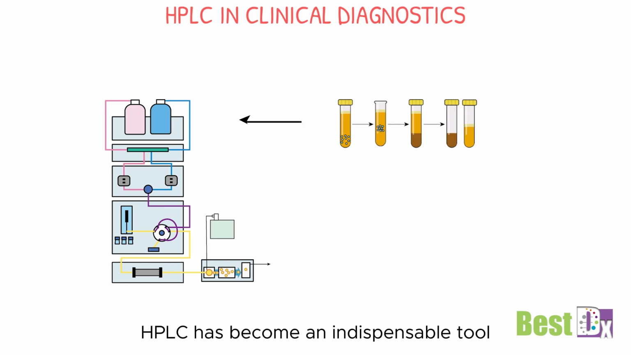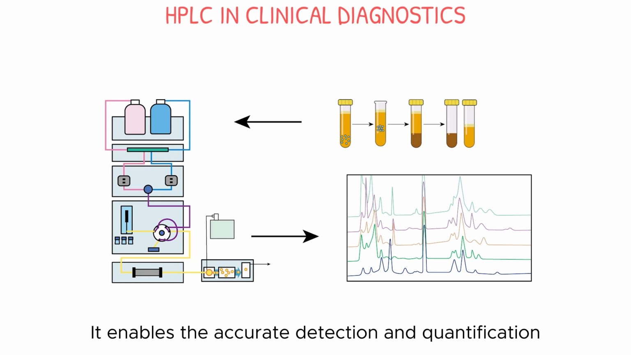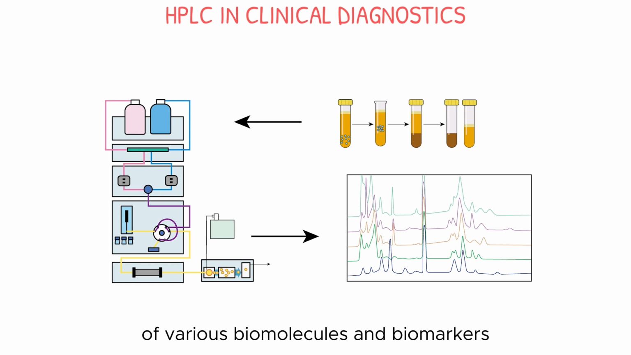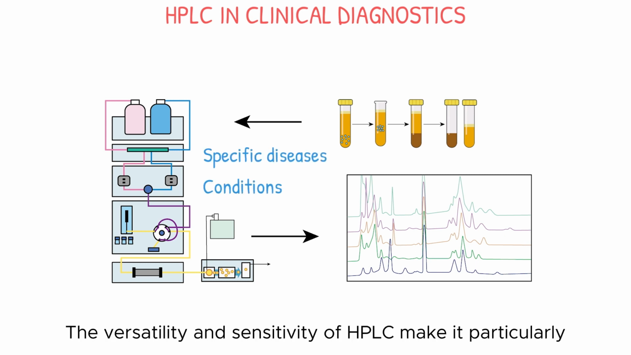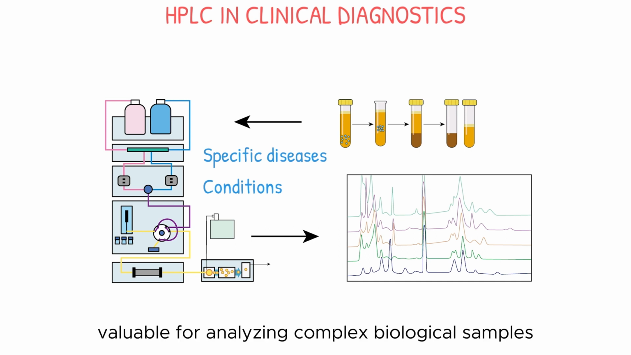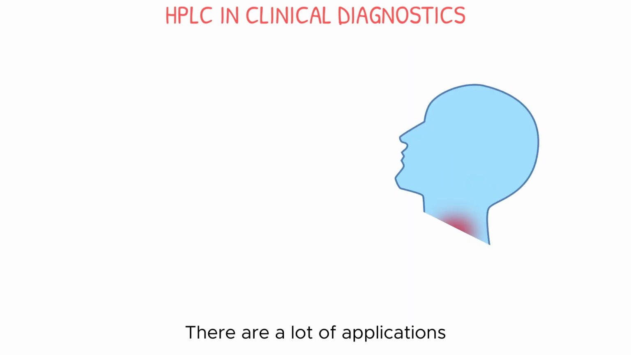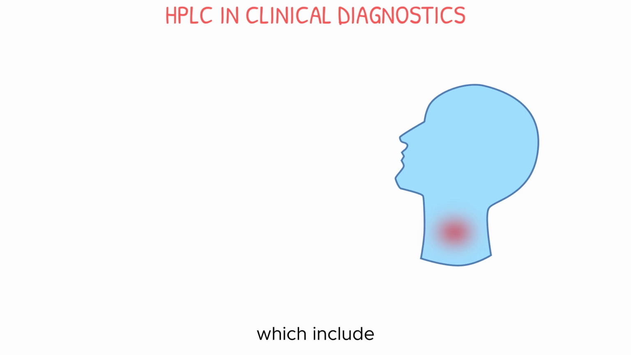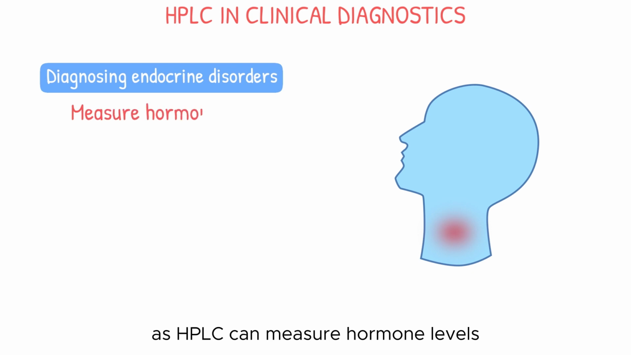HPLC has become an indispensable tool in the field of clinical diagnostics. It enables accurate detection and quantification of various biomolecules and biomarkers associated with specific diseases and conditions. The versatility and sensitivity of HPLC make it particularly valuable for analyzing complex biological samples, such as blood, urine, or tissue extracts.